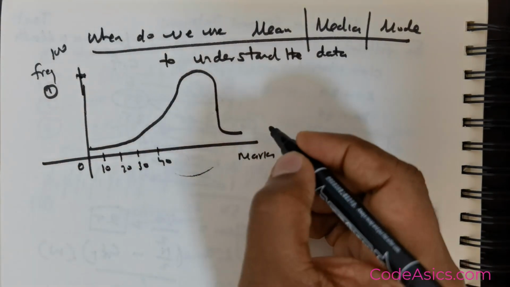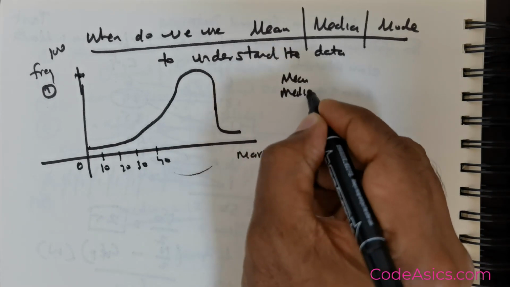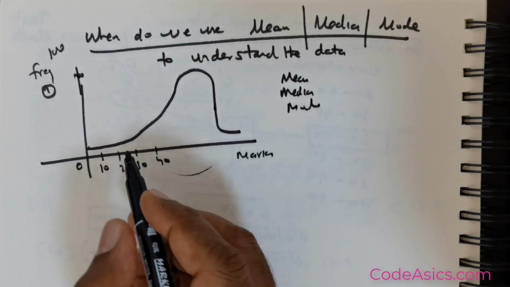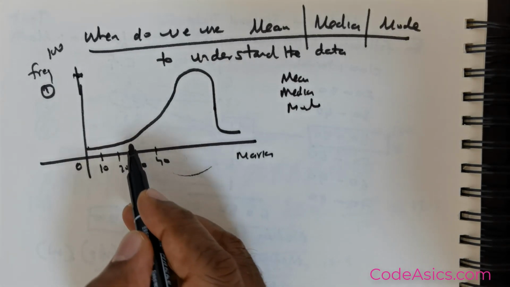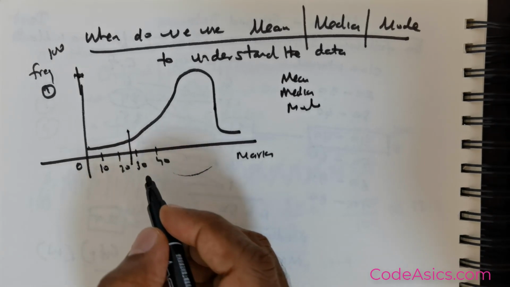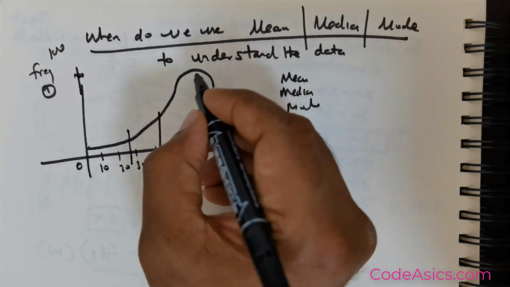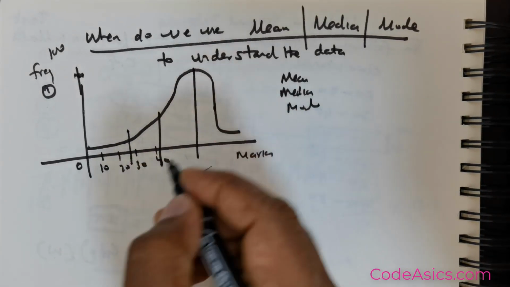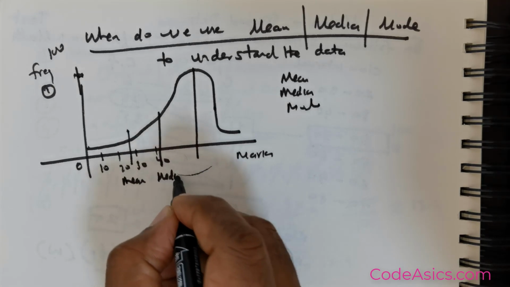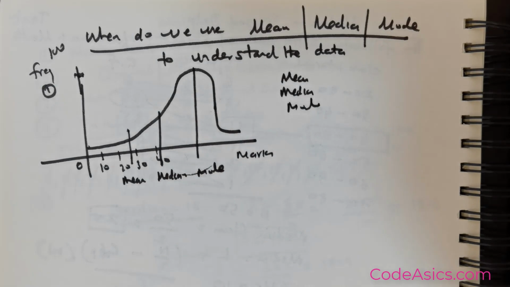Now the question that comes here is, what is going to be the mean, the median and the mode? Now if you were to locate them, the mean would be lying somewhere over here. The median would be lying somewhere over here, and this is going to be the mode. So this is going to give me the mean, this is going to give me the median, and this is going to be giving me the mode.